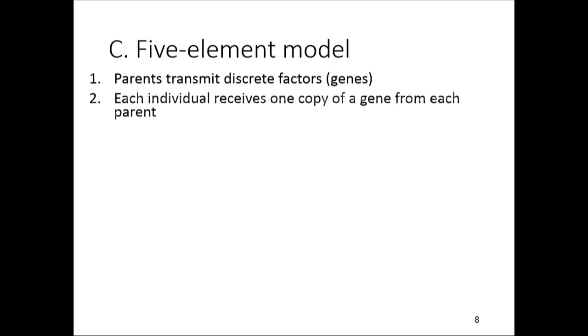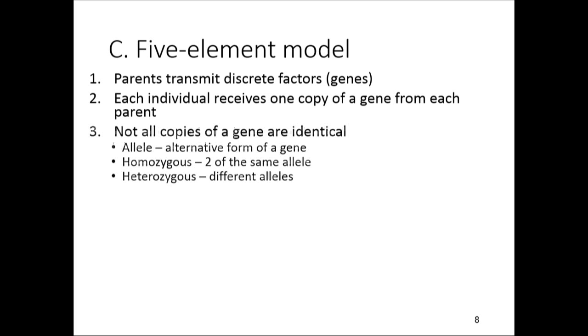So Mendel came up with these 5 elements in his model, or his theory of inheritance. And the first one is that parents transmit a discrete factor. We call these genes now, but he just called them discrete factors. And each individual only contains 2 copies, one from each parent.